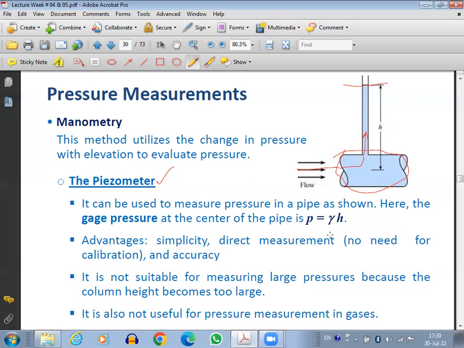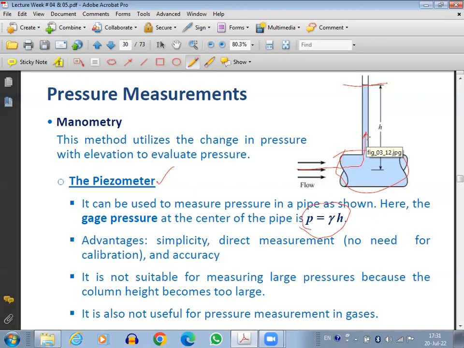And how to calculate it? P equals gamma h. Simple formula, P equals gamma h. Gamma is the specific weight of the fluid flowing through the pipe. H is the height to which it enters into the piezometric tube. Okay. Now, piezometer is the simplest device to measure the hydrostatic pressure, but it has some limitations. The very first limitation is that the fluid must be liquid.